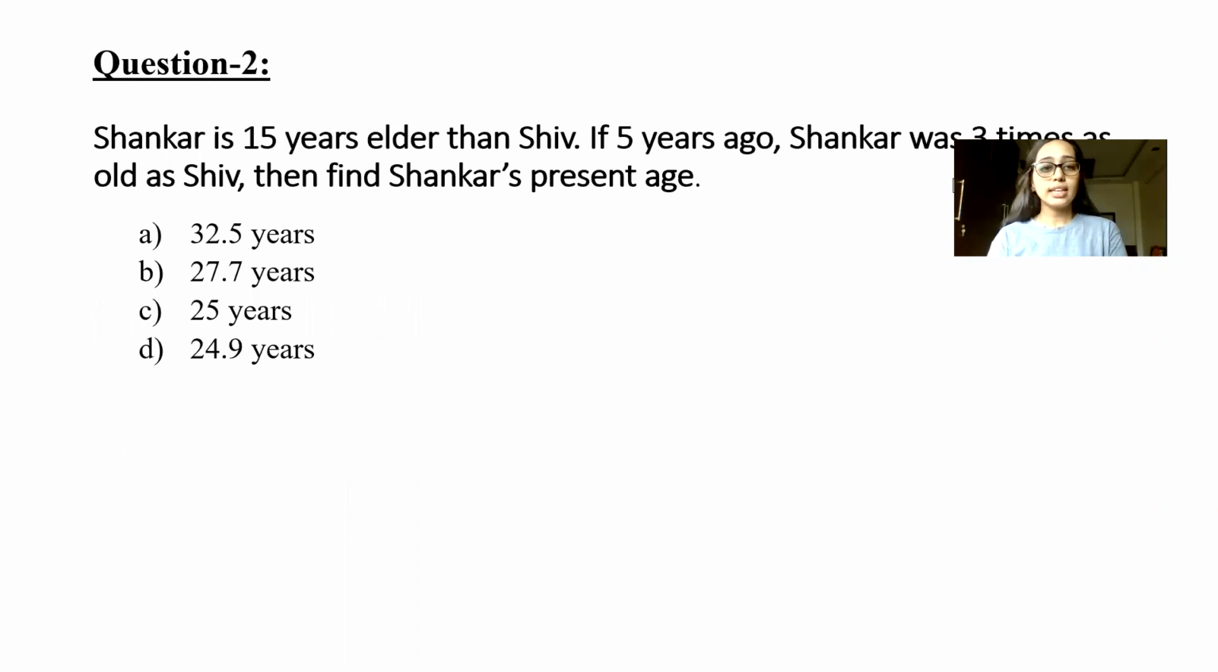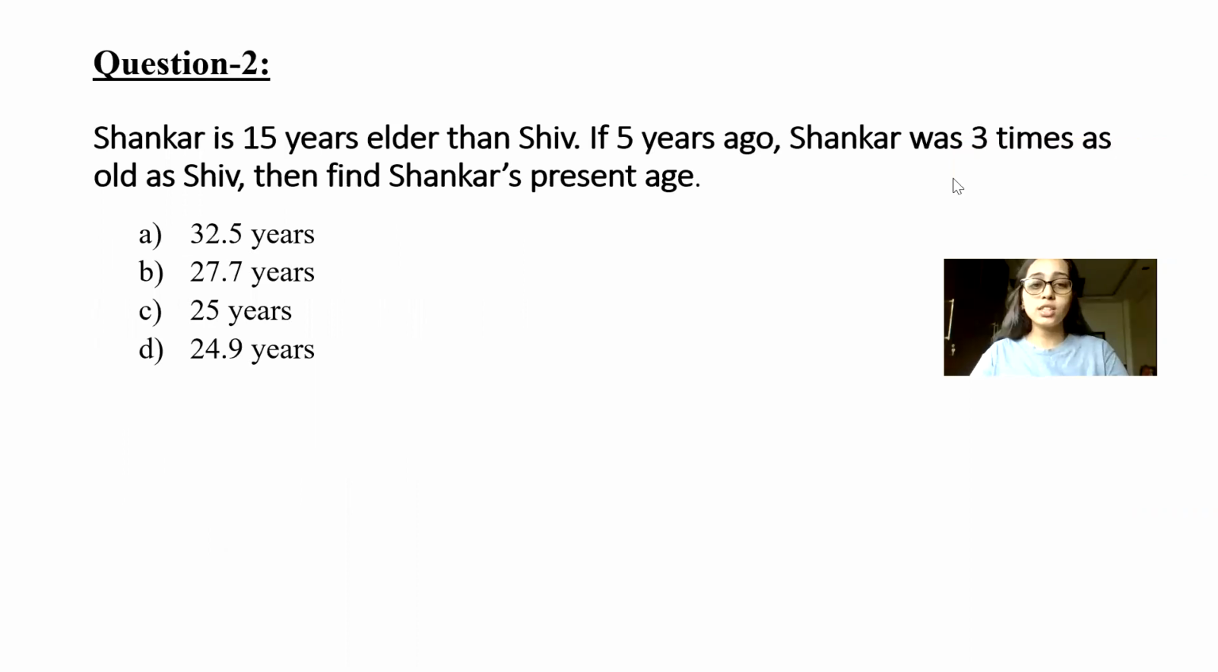Okay, next slide. The question says Shankar is 15 years elder than Shiv. If 5 years ago Shankar was 3 times as old as Shiv, then find Shankar's present age. So we are given data in the form of 3 things. The first statement states that Shankar is 15 years elder than Shiv. So we have two people, Shankar and Shiv, and the elderness is given as 15 years.